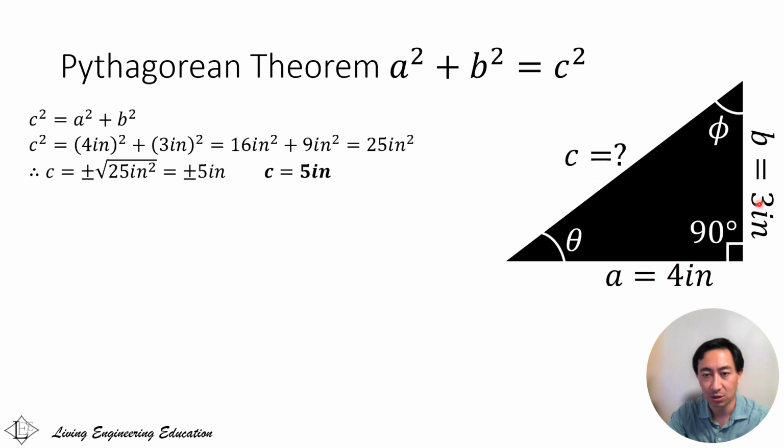So if this was 6, b squared would be 36. If this was 8, 8 squared is 64. 64 plus 36 will give us 100. The square root of 100 is 10, which is 5 times 2. So it's just a scale. You can do scaling there.